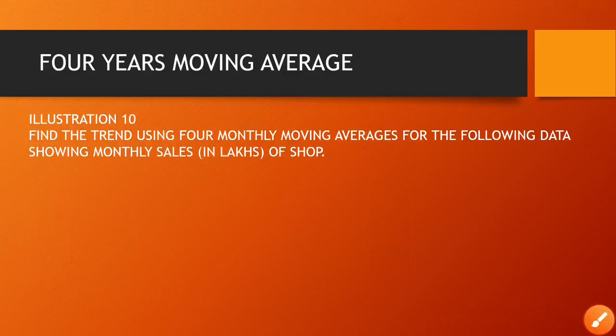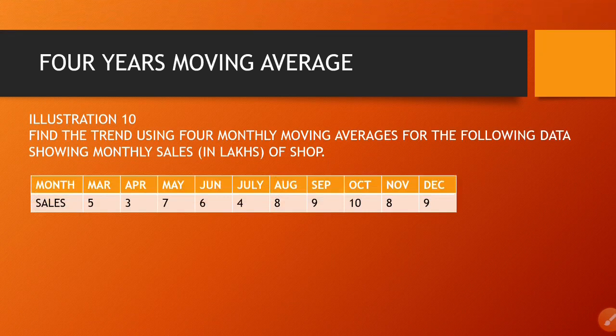Okay, so now let's do the last one, that is 4 years moving average. Now this 4 years moving average is a bit difficult and challenging, you can say. I'll teach you 4 years moving average, and in the next lecture also we'll be discussing it. Just take the simple idea today of how this actually works. Okay, so let's start. Find the trend using 4 monthly moving average for the following data showing monthly sales in the shop, March, April, May, June and up to December.